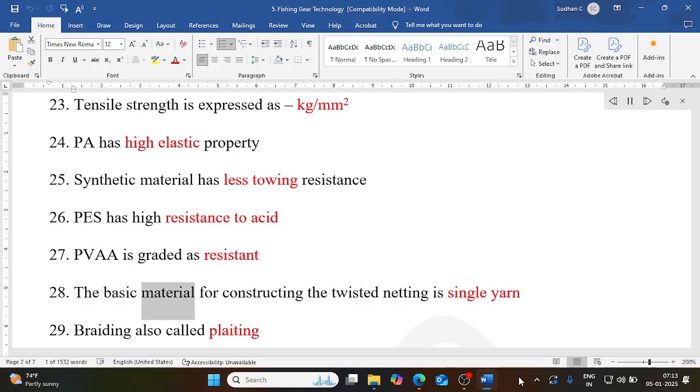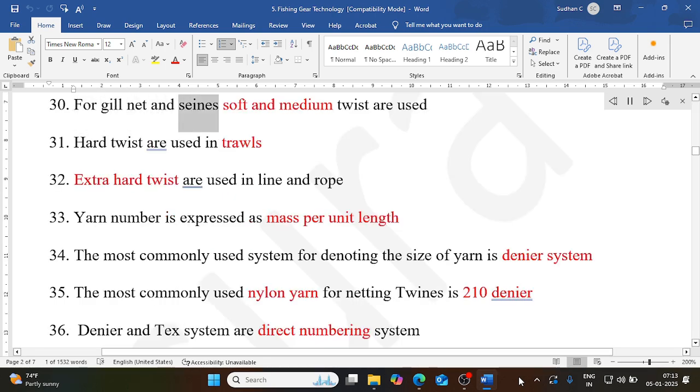The basic material for constructing twisted netting is single yarn. Braiding is also called plaiting. For gill nets, soft and medium twist are used. Hard twist is used in trawls. Extra hard twist is used in line and rope. Yarn number is expressed as mass per unit length. The most commonly used system for denoting the size of yarn is the denier system.